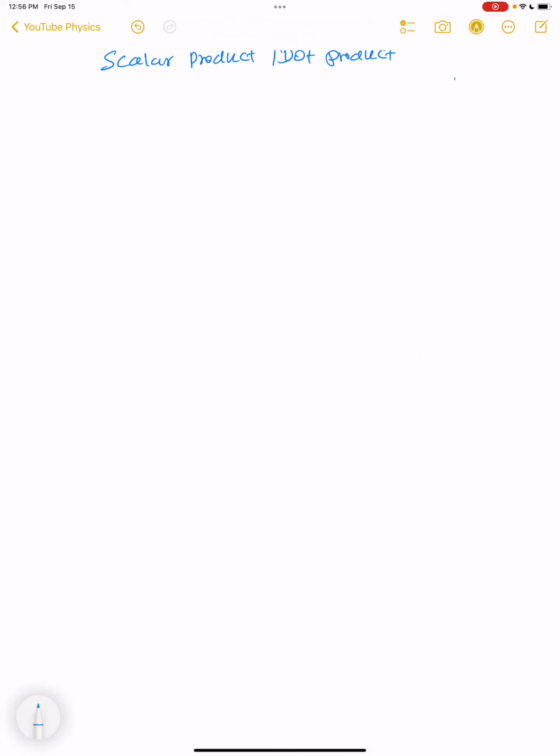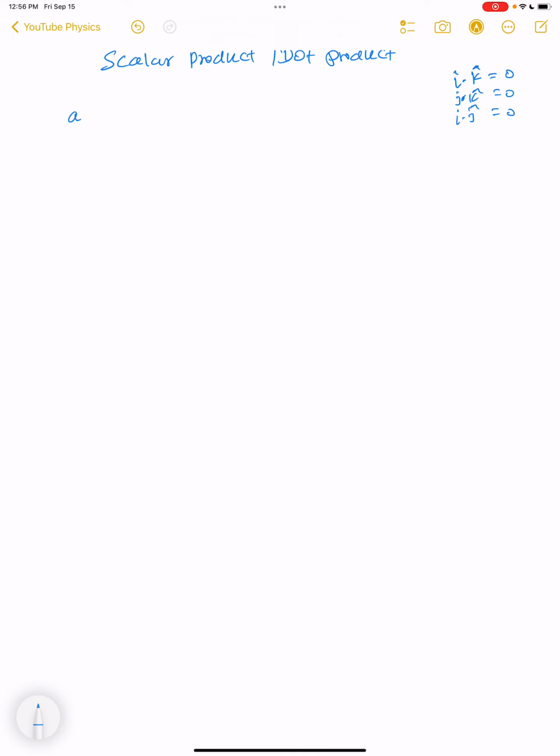Key things to remember here: if you do a dot product of any of the perpendicular values, you will get 0. For example, i dot k or j dot k will be 0, and i dot j will also be 0. So we're only going to be dealing with the individual components that have the same vector directions.